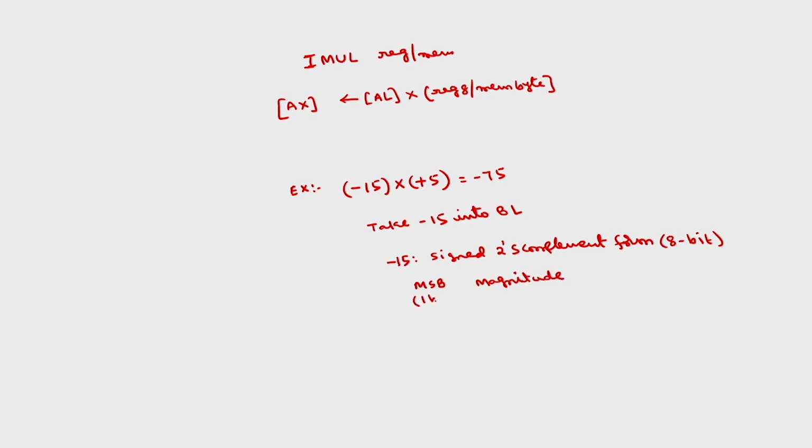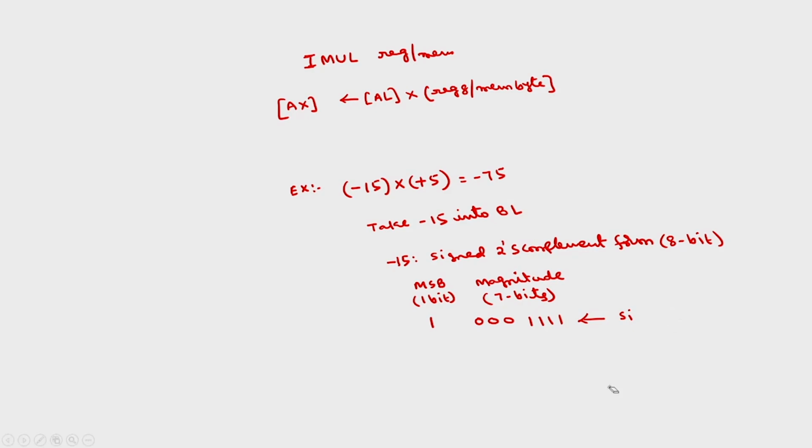In signed 2's complement representation, the MSB is always the sign bit followed by magnitude bits. This is 1 bit and this is the remaining 7 bits. For negative numbers the MSB is 1, for positive numbers the MSB is 0, and for my 15, what is the 7-bit binary form of 15? It is 0 0 0 1 1 1 1.